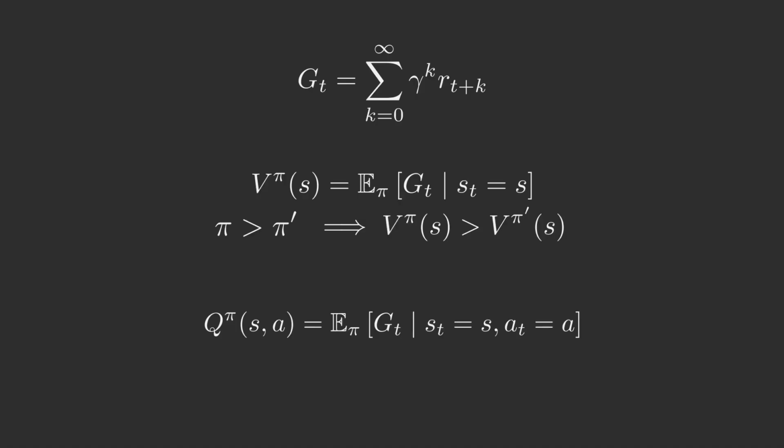We will later see that learning these functions can help us compare different policies and optimize them. But for now, just acknowledge that they exist. Now that we have defined value functions, the natural next question is, given a fixed policy pi, how can we compute its value function v pi of s?